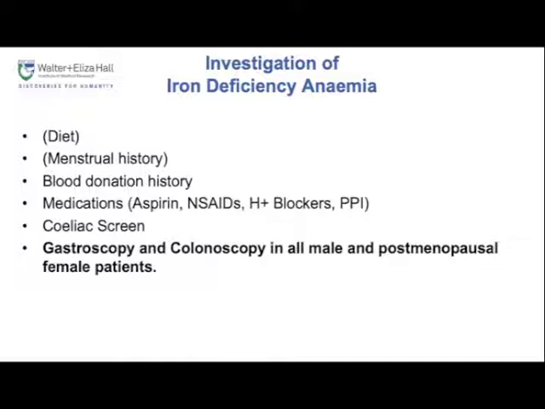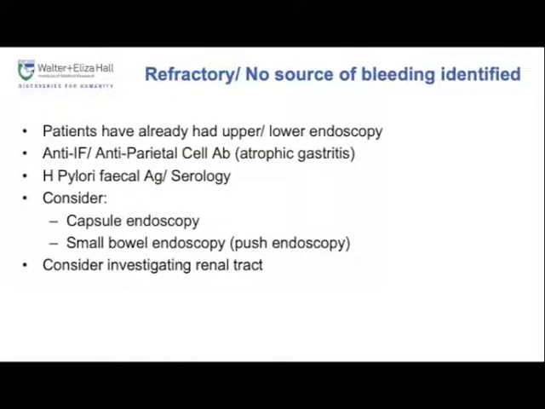If the patient's already had scopes and we can't find the cause, and especially if the iron deficiency has happened a few times, we would also look for atrophic gastritis, looking for anti-intrinsic factor and antiparietal cell antibodies, which are associated with that. We might look for H. pylori, and we might look at the small bowel, which is another source of bleeding, but less commonly, but it does occur. The yield of that is relatively low, but it's something that people do.